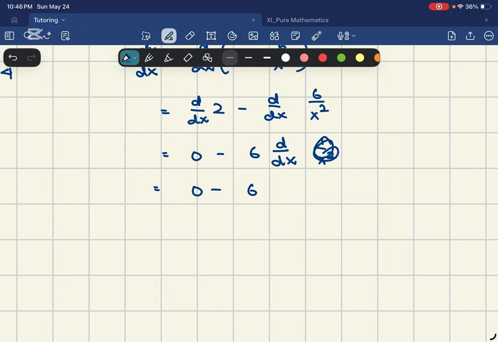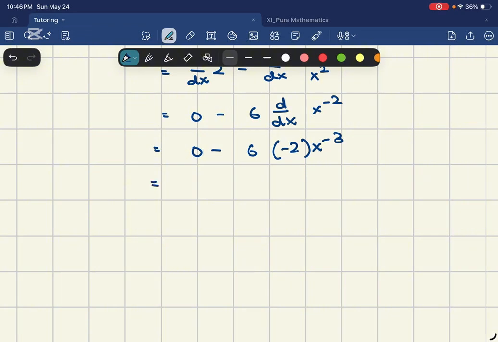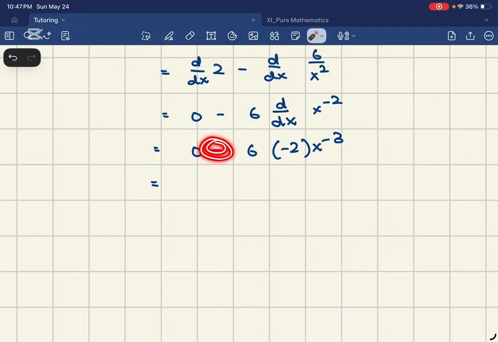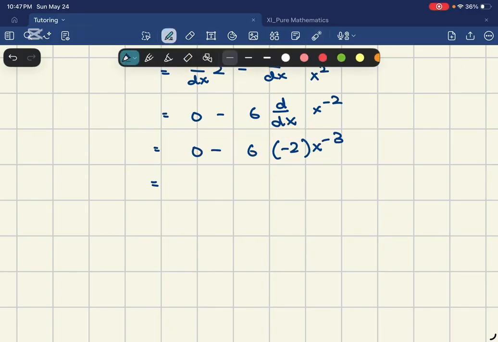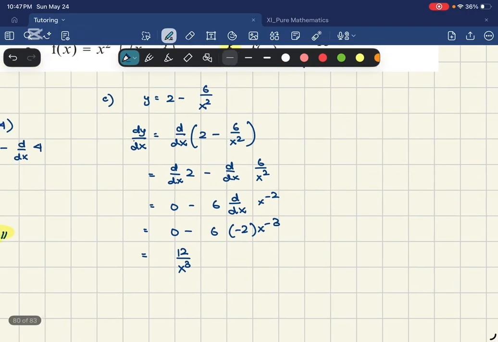And remember, 1 over x squared, you can write it as x to the power minus 2. So you can write this as follows. And now, if you simplify this, you have a negative sign here. You have a negative sign here. You have negative 12 here. So you are going to get positive 12 over x cubed. So that is dy by dx.